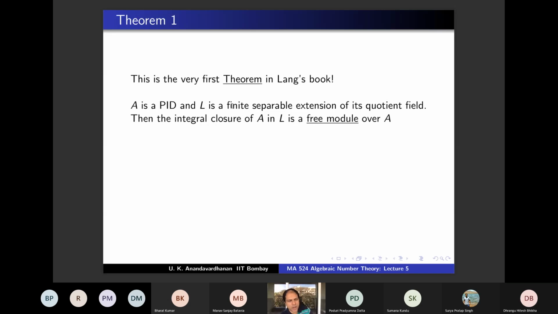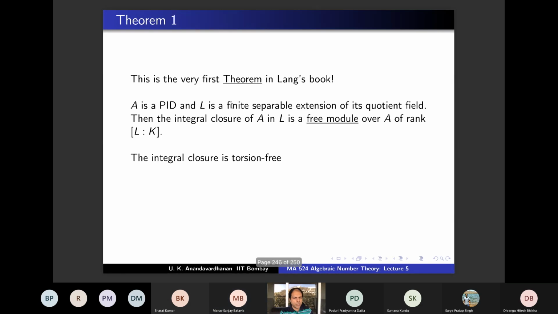And from the proof, it's clear that the rank will be that, because it's exactly those w1, etc., wn, which we used to generate. Of course, we said it is contained in, so you need a little bit more argument using the PID to show that it is actually equal to those. So it is a free module over A of rank equal to the degree of L over K. So this is the first theorem of Lang's book. If you have a PID, take its quotient field, take a finite separable extension, take the integral closure. It is a free module over A of the correct rank, which is the degree of L over K.